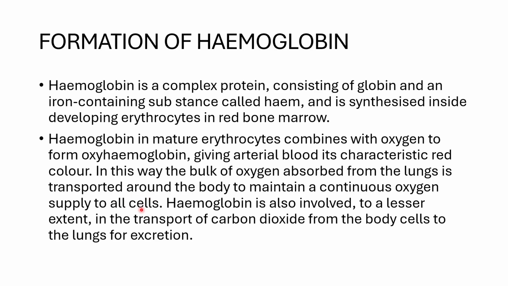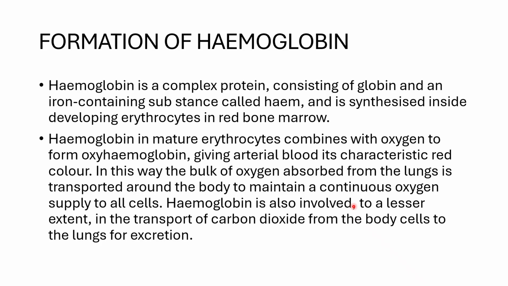When you see a blood sample that is dark red, it doesn't have oxygen in it. But the one with oxygen, that is oxyhemoglobin, is usually bright red. So in this way, the bulk of oxygen absorbed from the lungs is transported around the body to maintain a continuous oxygen supply to the cells.